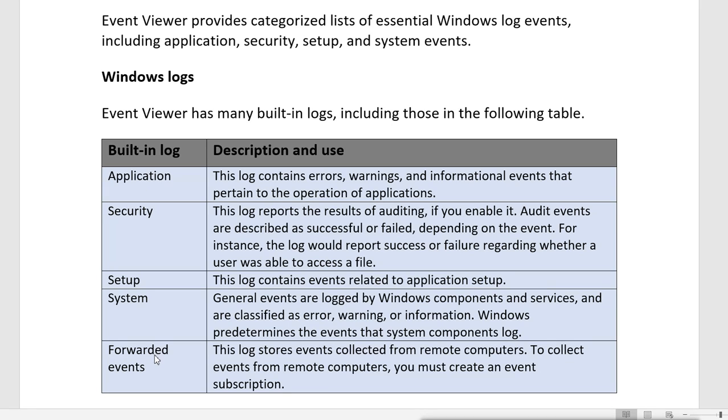Forwarded events. Now these logs store events collected from remote computers. To collect events from remote computers, you must create an event subscription. Now this is to make your job easy when you are having multiple machines in your environment. Suppose in your network you have multiple machines and you want to monitor all those machines by using this, you want to see the event logs of all those machines. Now you have to go to each and every machine one by one to see the event logs. So it will take time, and it will be a big job.